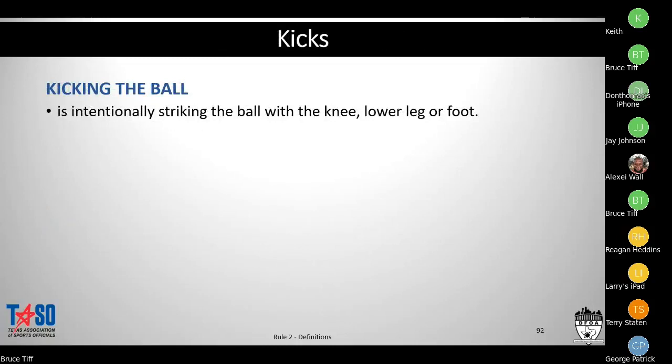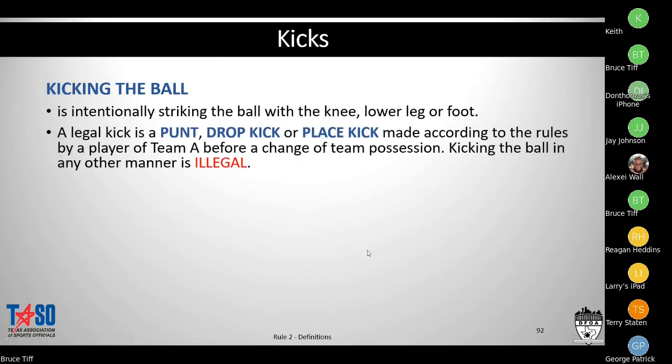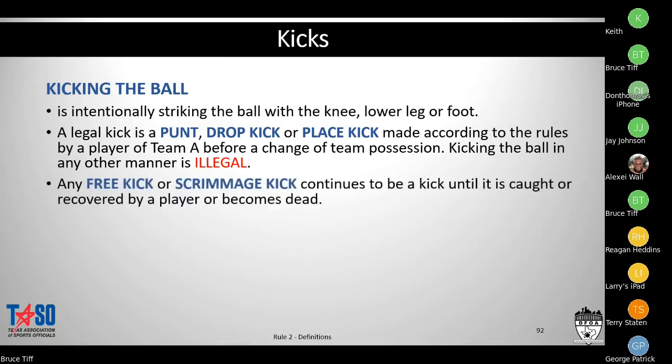Kicking the ball. Kicking the ball is intentionally striking the ball with the knee, lower leg, or foot. I'm waiting to see the knee. A legal kick is a punt, drop kick, or place kick made according to the rules by a player of team made before a change of team possession. Kicking the ball in any other manner is illegal. And on free kicks, like when you start the game, it's got to be a place kick. You can't have a punt, let's just put it that way.